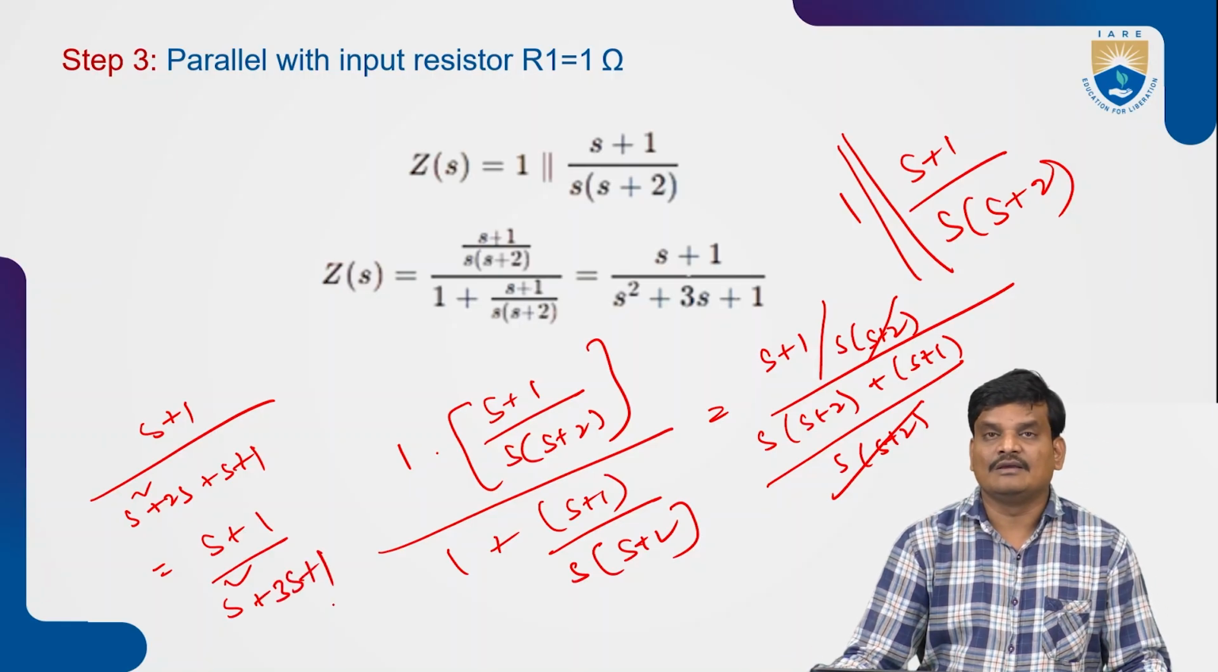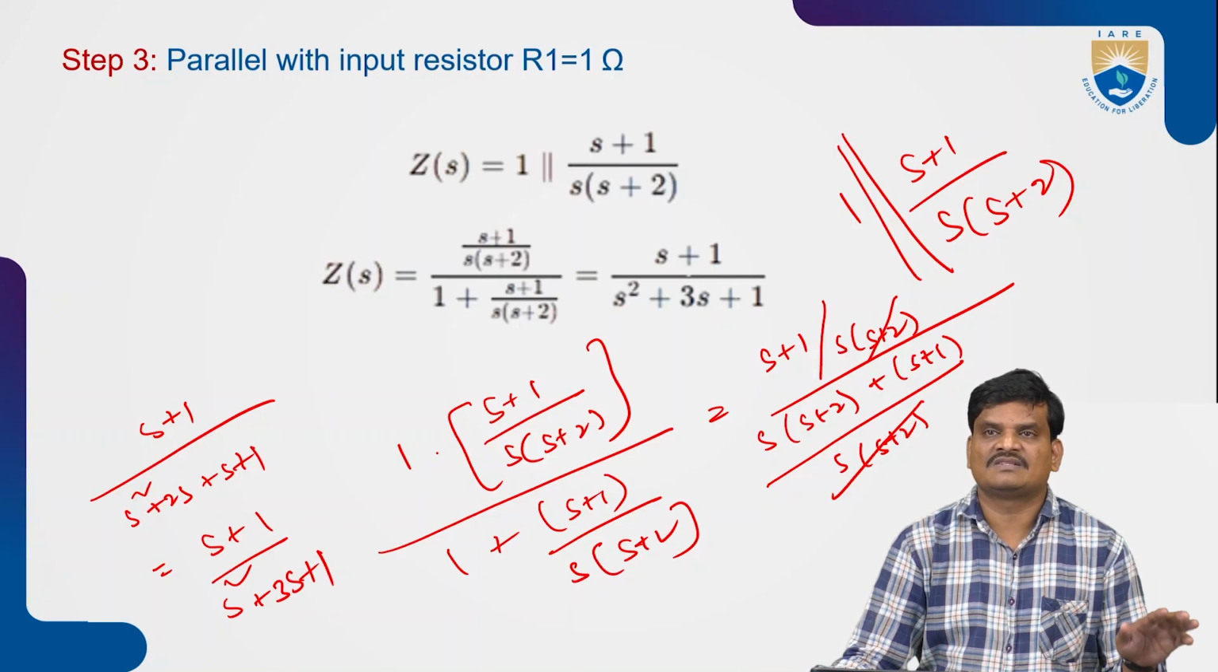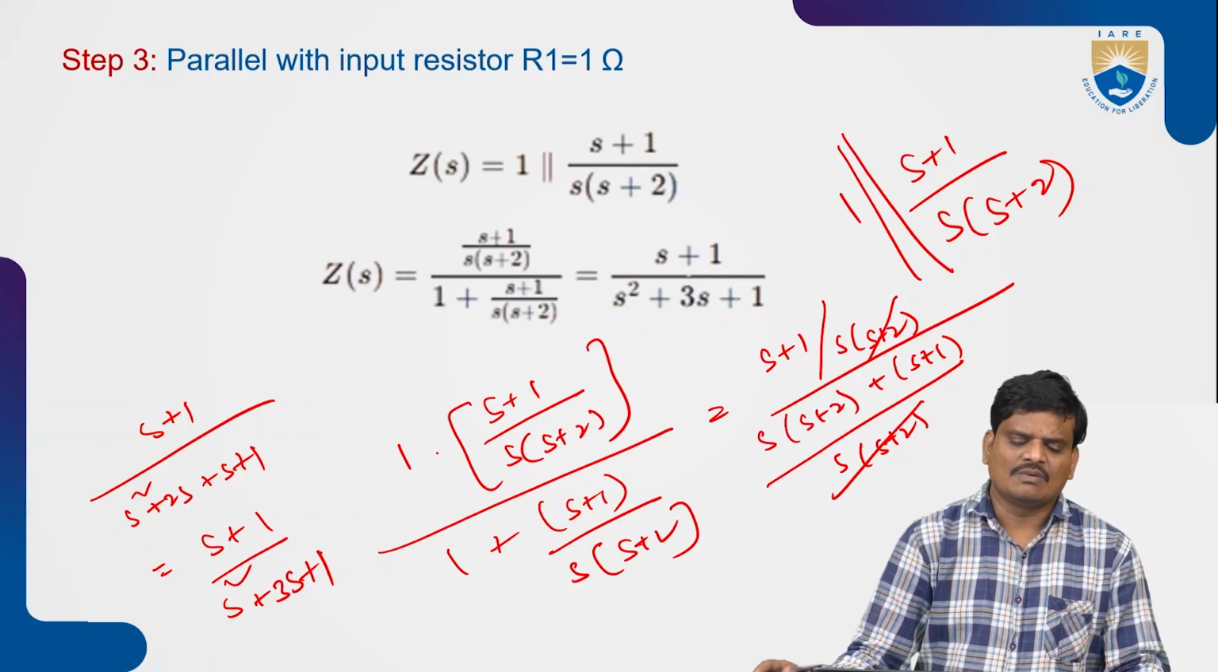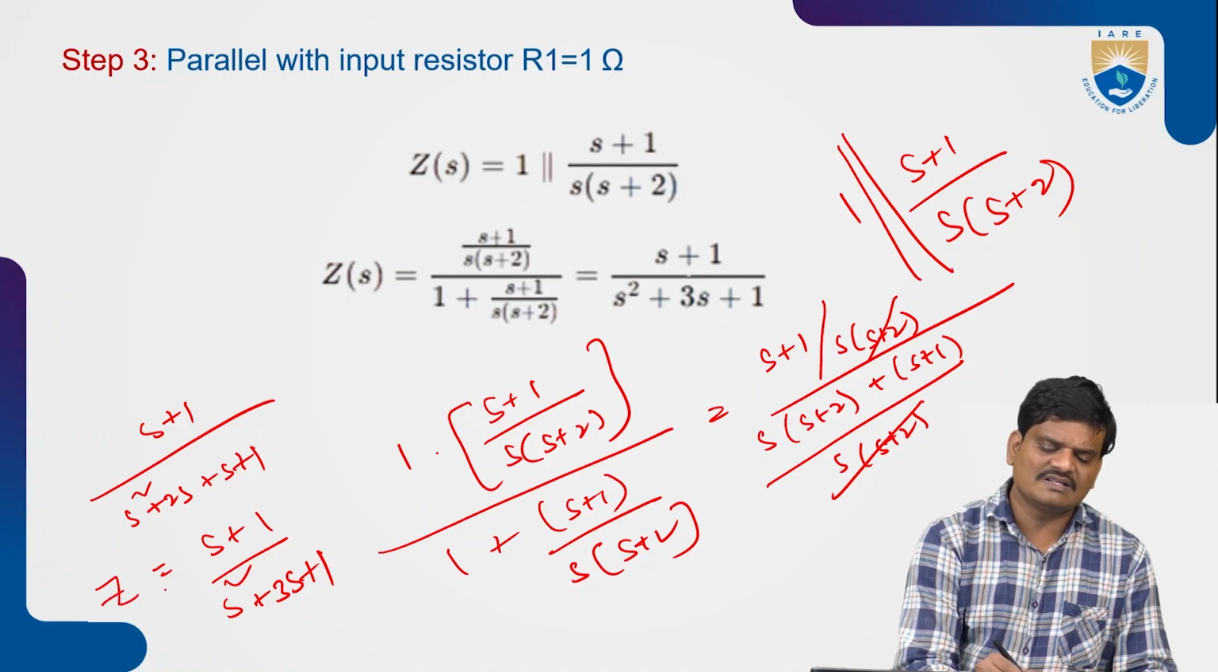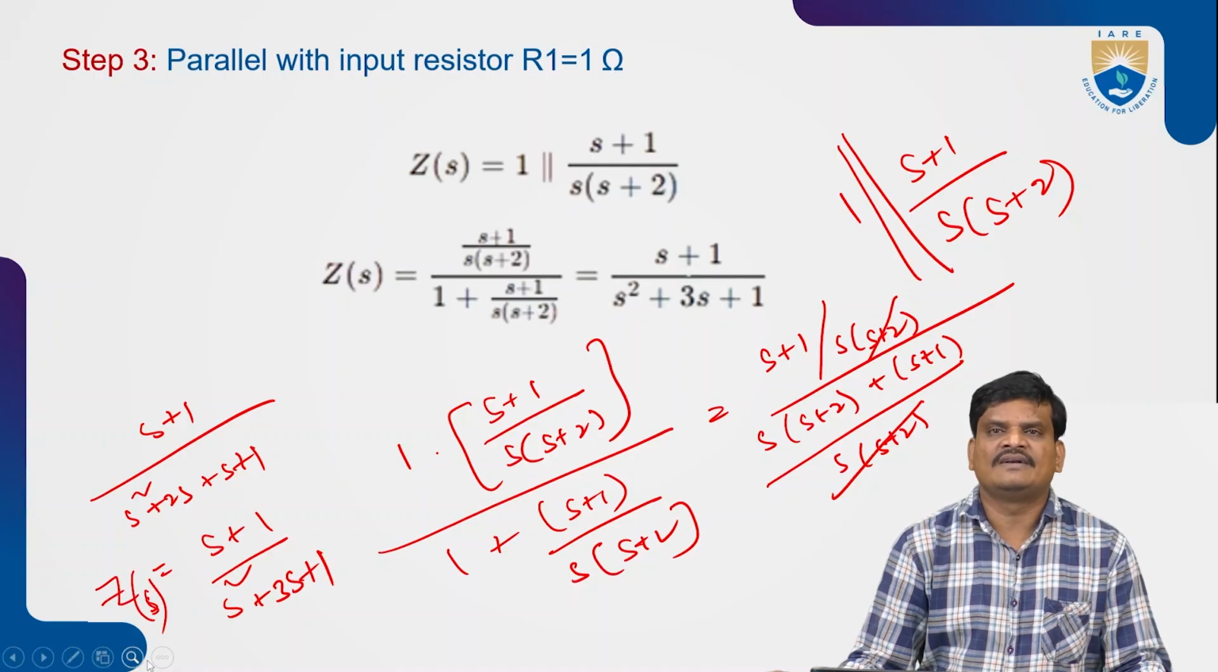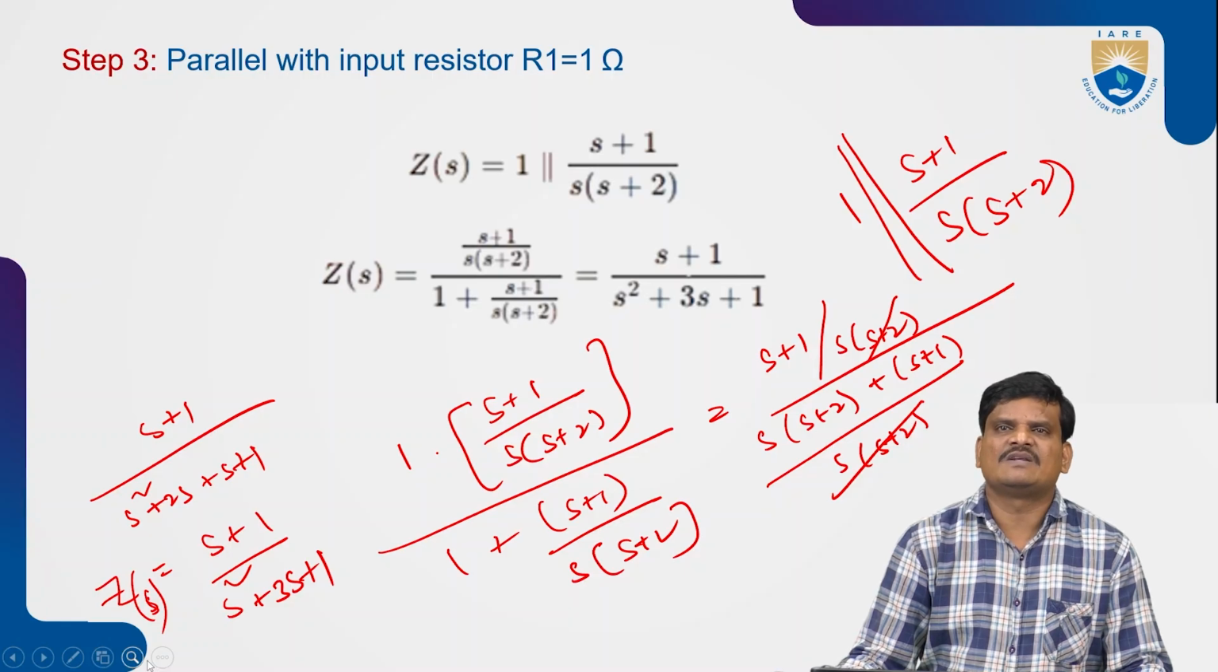So this is the impedance offered by the circuit, considering the series and parallel combinations of the different resistors and capacitors connected in the circuit. What is the value of the driving point impedance, or input impedance, or total impedance offered by the circuit? Z of s equals S plus 1 by S square plus 3s plus 1.